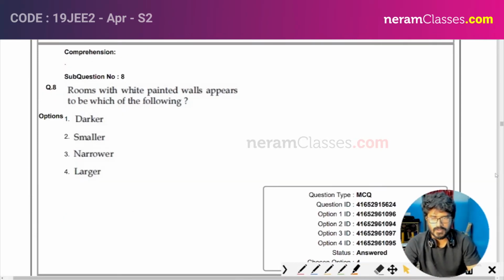Rooms with white painted walls appear to be which of the following? Darker, smaller, narrower or larger? Generally speaking, the rooms which are painted with light colors tend to be larger compared to the rooms which are painted with the darker colors. So the answer for this question is option 4, larger.